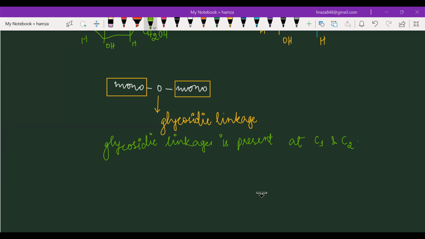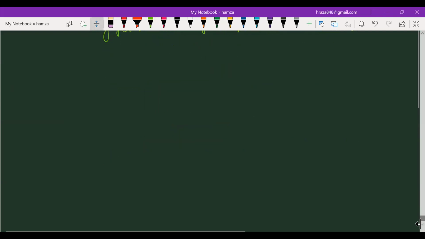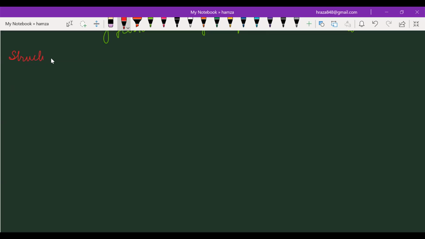Now see, we have the structure of maltose. First of all, we will see where maltose comes from. Basically, when we mix alpha D glucose and alpha D glucose together, 2 moles of alpha D glucose combine to form maltose.